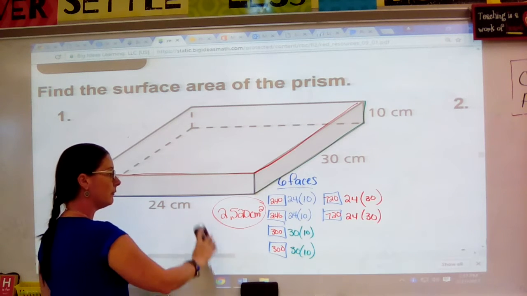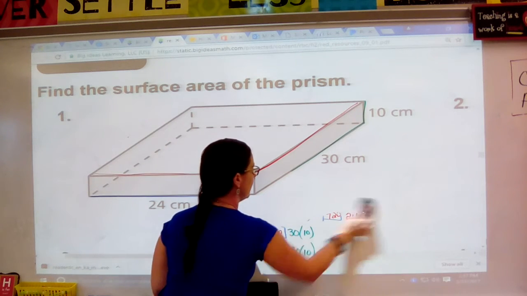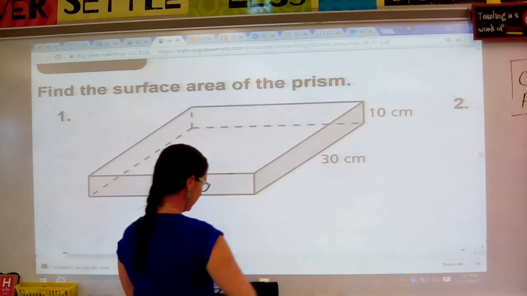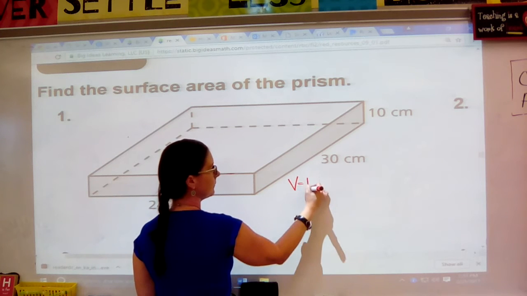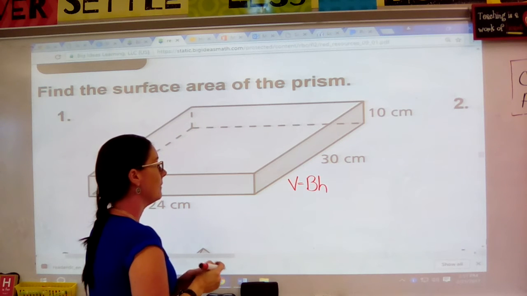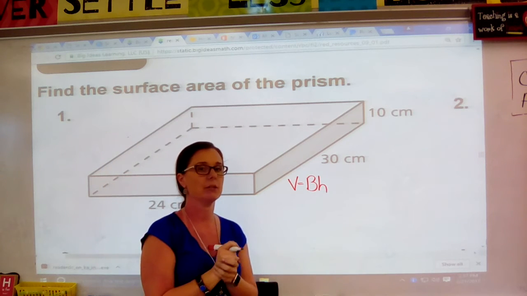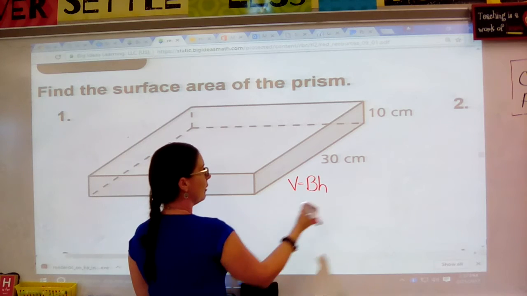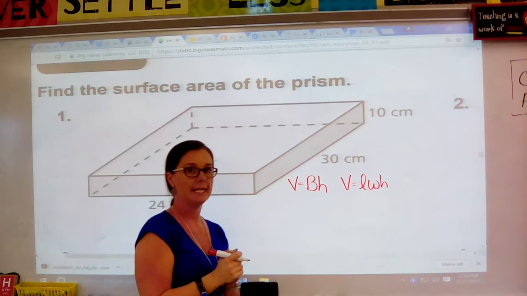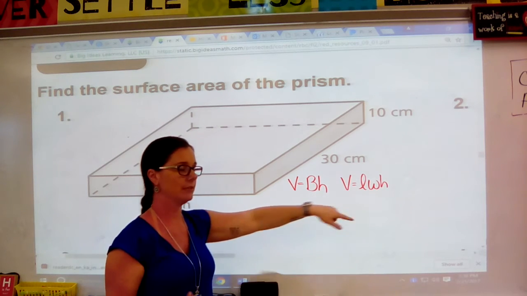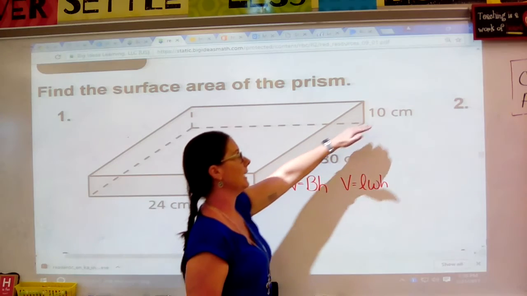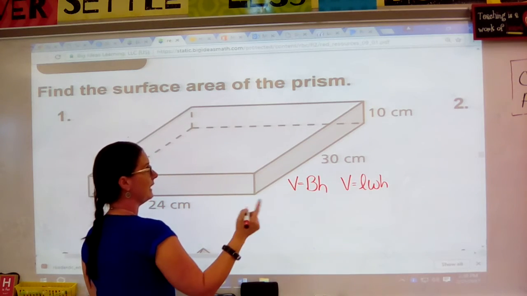Finally, volume of a rectangular prism. The formula for volume of a prism is area of the base, big B, times the height. So any side or any face can be considered my base. You may also have seen volume equals length times width times height for a rectangular prism. These 2 are going to yield the same exact answer. So if I multiply my dimensions 24, 30, and 10, that is going to give me my volume.